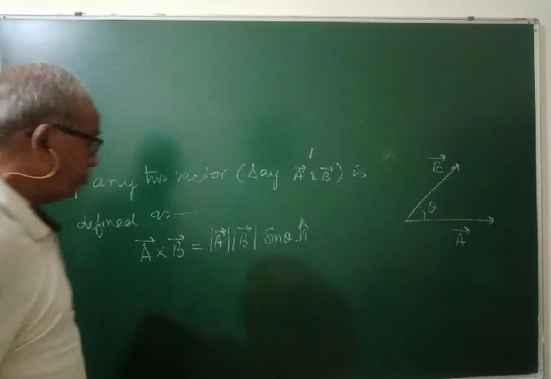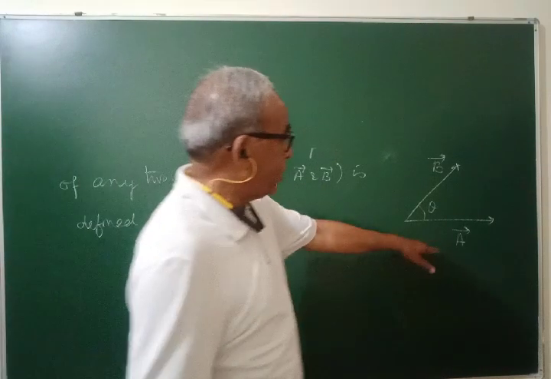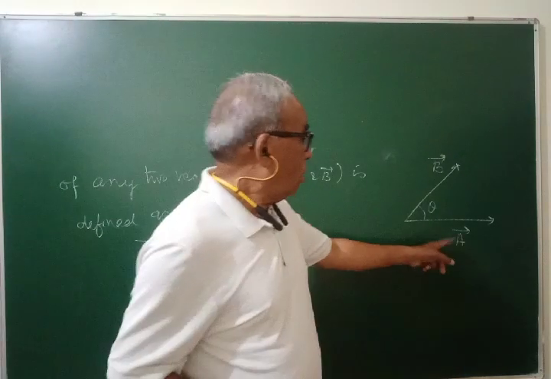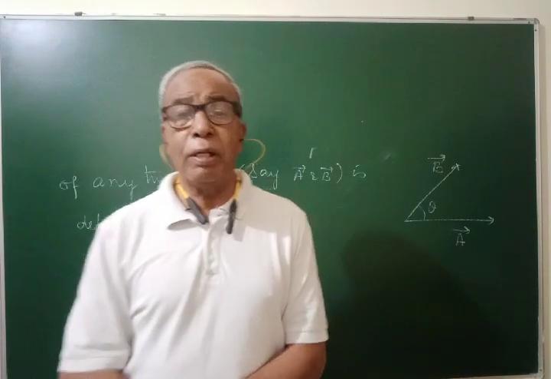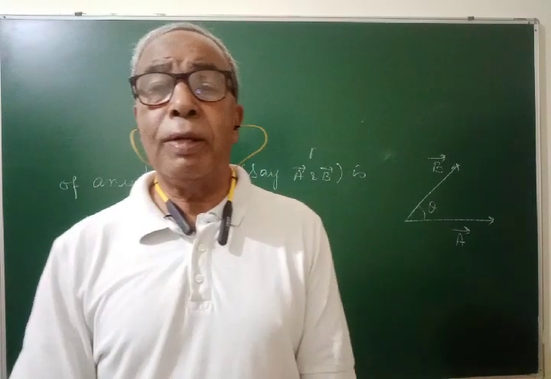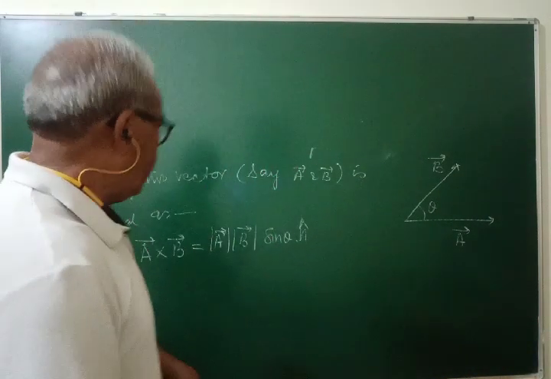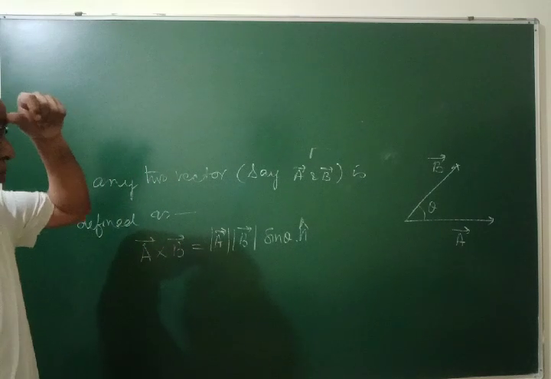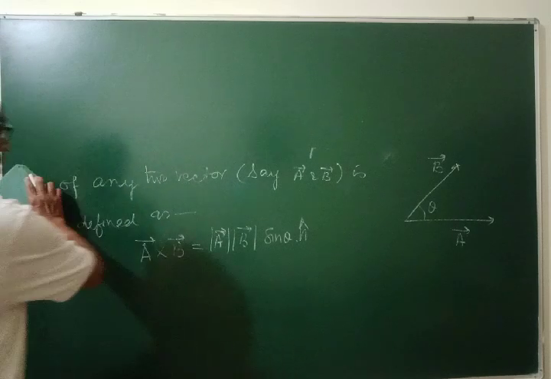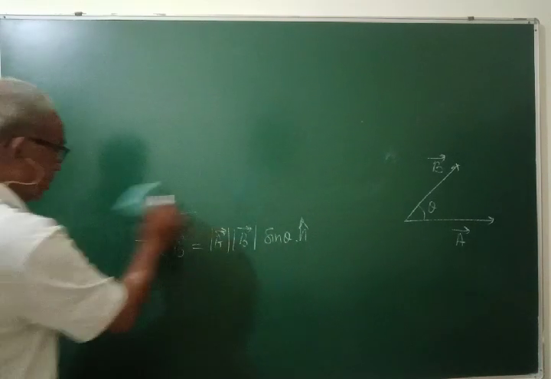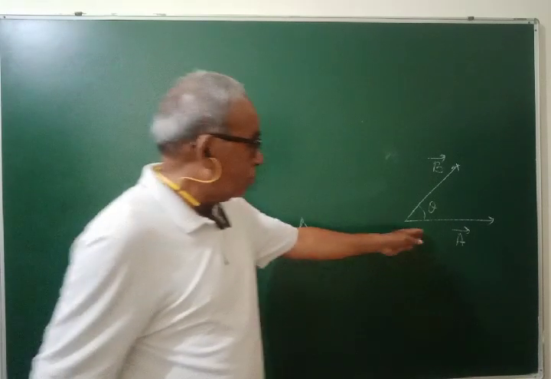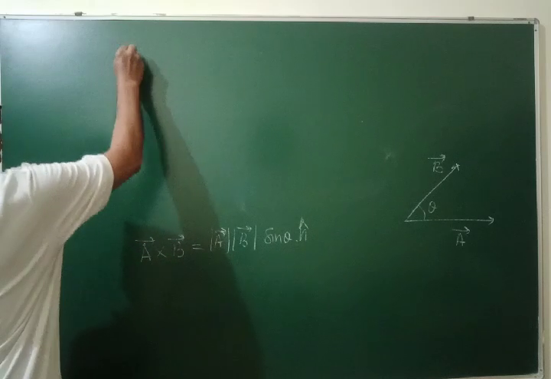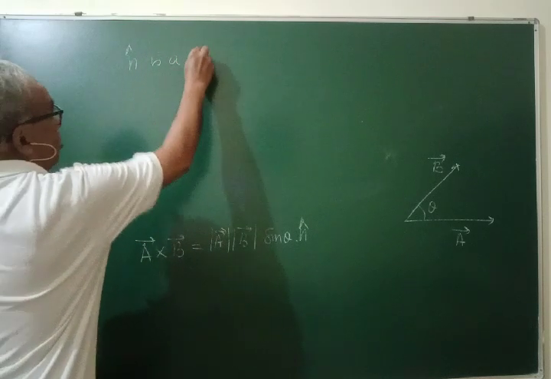I am telling here, A cross B: these are two vectors A and B. Their cross product will come as another vector, whose product is given by A cross B equal to modulus A modulus B sin theta n cap. Theta is the angle between the directions of the two vectors. I have not completed this figure. The reason I will explain. So n cap is a unit vector.